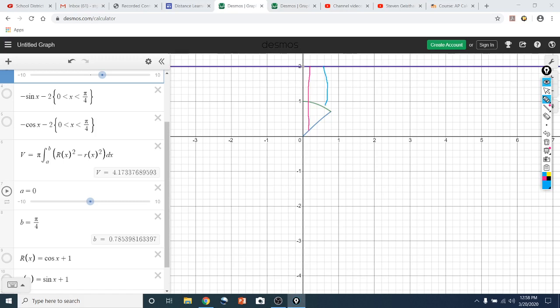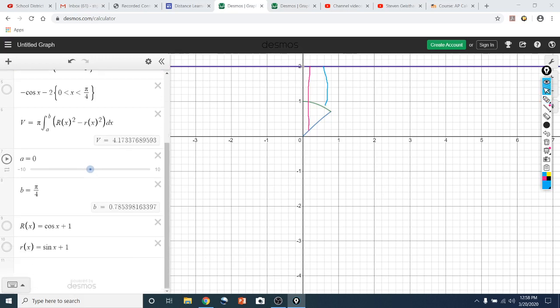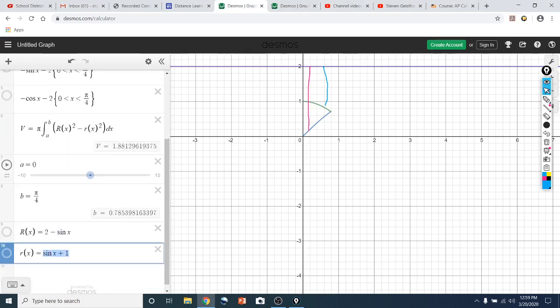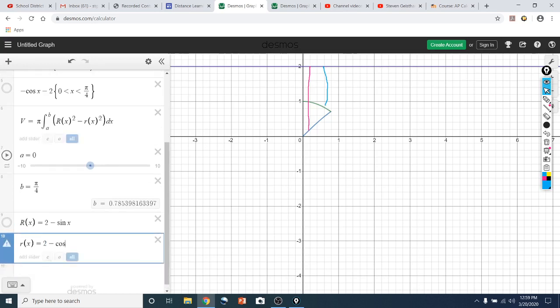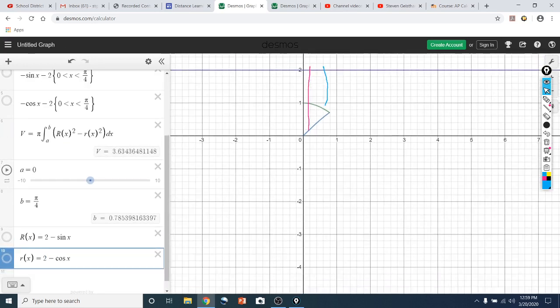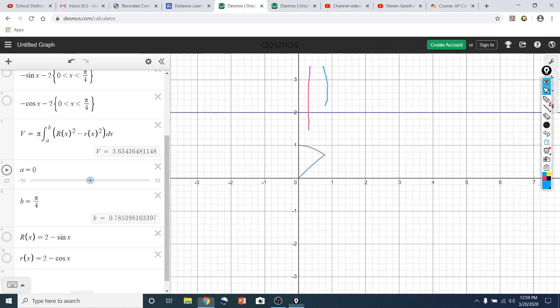My little one will be 2 minus cosine. So we could change that and see what we get. 2 minus sine, 2 minus cosine. And we'll get the same thing, but you know, if we rotated it around y equals 2 instead of y equals -1.